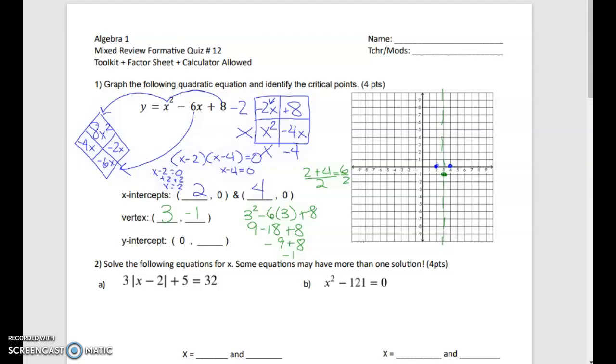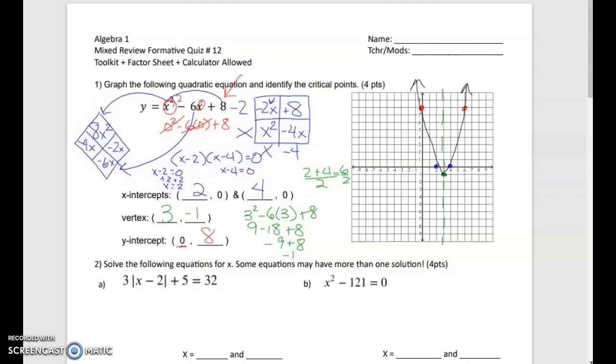And my y-intercept is when x equals 0. If I plug a 0 back in here, 0 squared minus 6 times 0 plus 8, it's just 8. So my y-intercept then comes from that c value. So got it here. I can also add its matching partner over here. And now I've got my parabola.